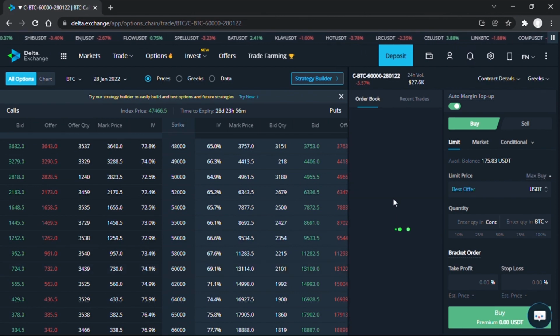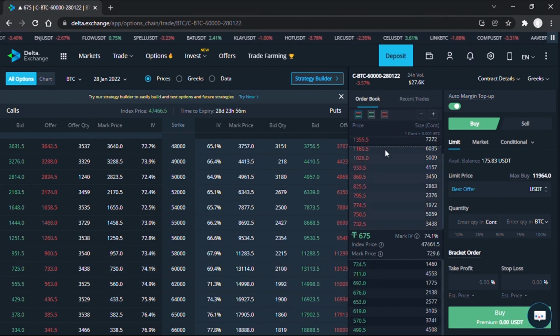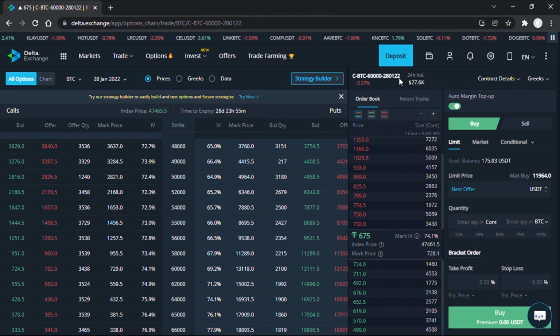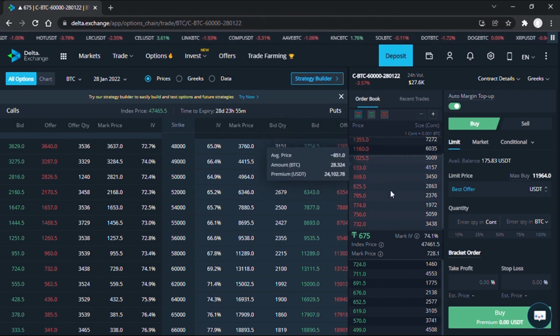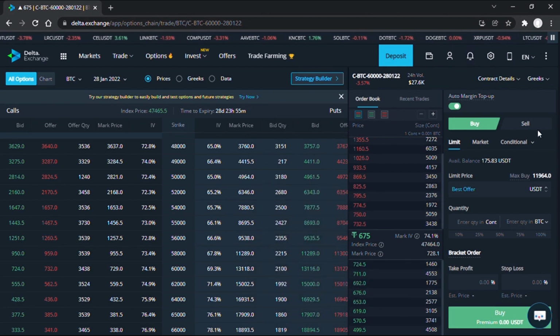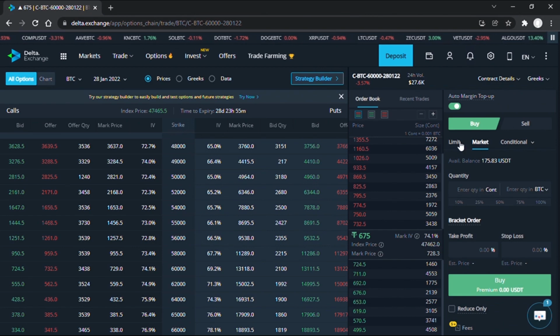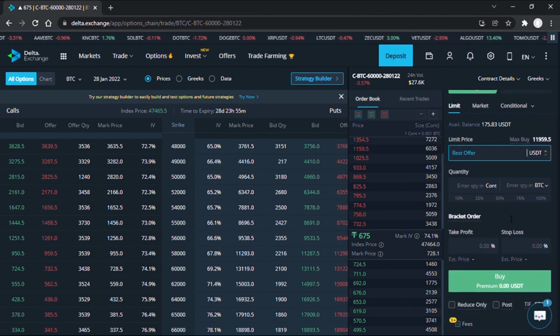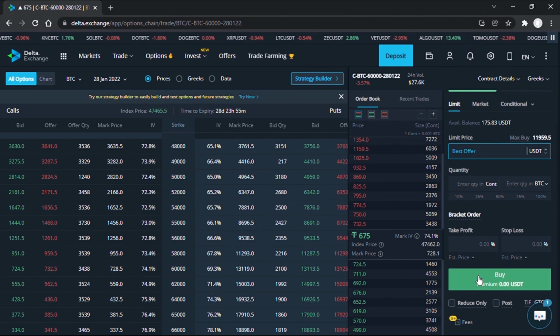Once you click this, you will see the order book refreshing. Here we see BTC mentioned, and this is the strike price you are choosing, and C means call option and P means put option. Here is the expiry date, so 28 and 01 is January and 2022 is the year. These are the sellers available and these are the buyers available, and here we have the buy sell option. If you are going with buying, then you can click buy and you have market or limit order. If you are going with a limit order, then you have to enter the price you are willing to buy at and enter the quantity, and that's it, click buy.